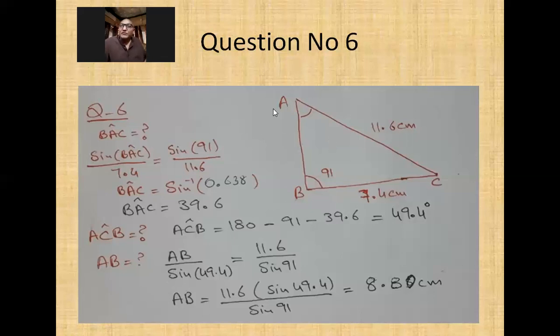I want to know the AB length. The angle opposite to the AB is 49.4, so we will use that. AB divided by sine 49.4 equals 11.6 divided by sine 91. So AB will equal 11.6 multiplied by sine 49.4 divided by sine 91, and that will be 8.8 centimeter. So this is how you will find the side AB.